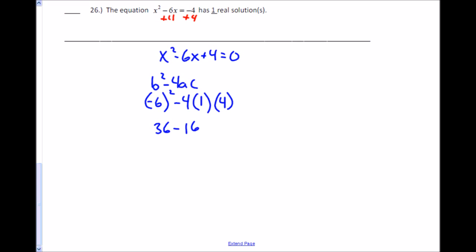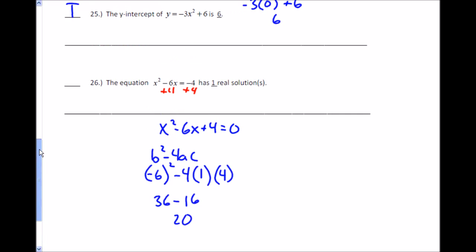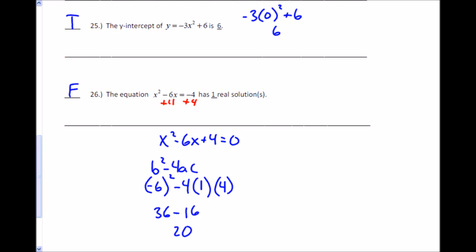So this one, I subtract the 16, and that gives me a 20. So I get a positive number for the discriminant, which means this is false. This one actually has 2 real solutions. Okay? And again, I'm changing the underlined piece of this thing. So there's 2 real solutions for this one.